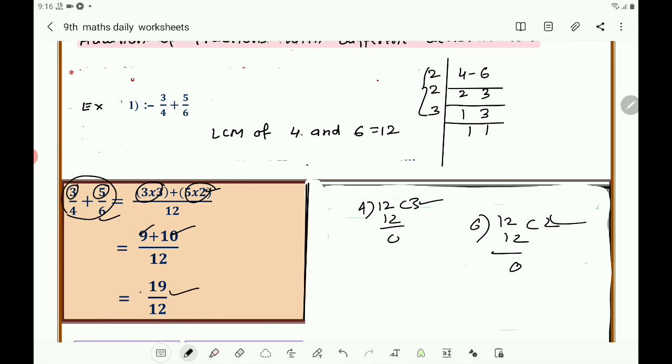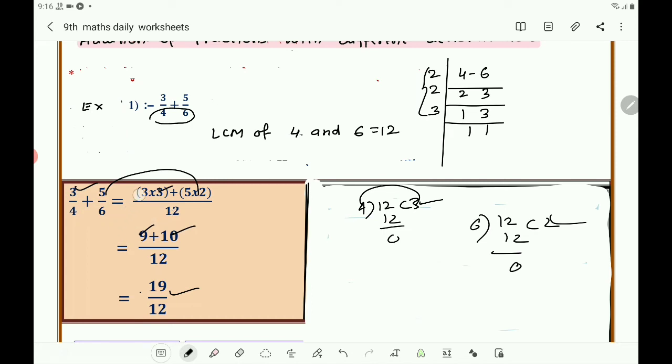Here the very important thing is you have to get the LCM of the denominators if they are different. After getting the LCM, you must multiply the numerators. 3 must be multiplied by what? 5 must be multiplied by what? That you have to find out here. You know that 4 3s are 12. So 3 must be multiplied by 3. 6 2s are 12. So 5 must be multiplied by 2.